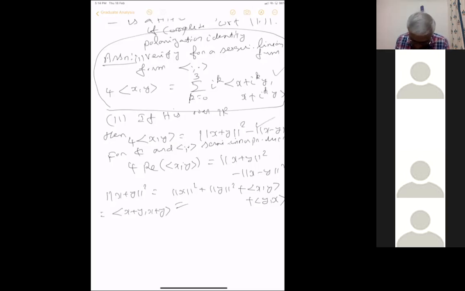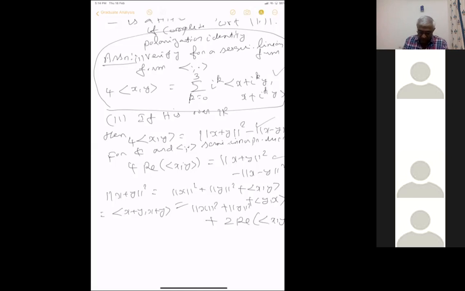On the other hand, if it is complex, this is just going to be norm x square plus norm y square plus 2 times the real part of xy, because this is equal to the conjugate of that. So for complex numbers, it becomes like this. That's why we get this.